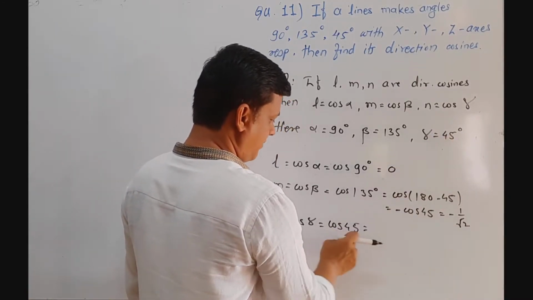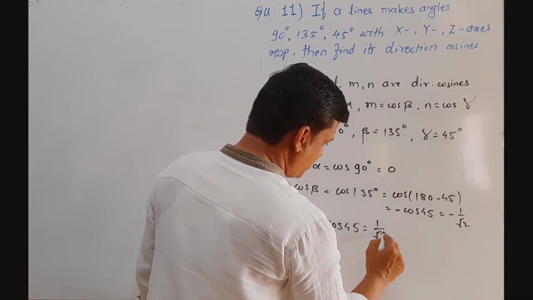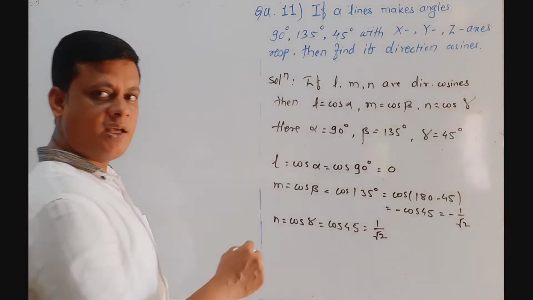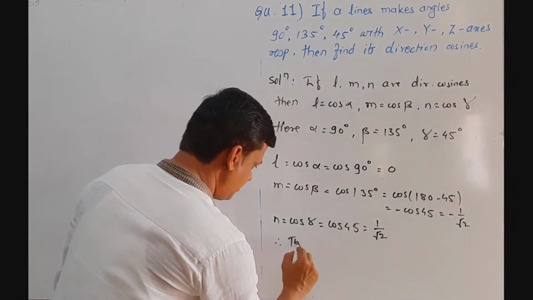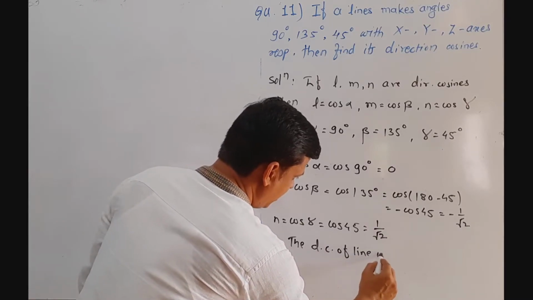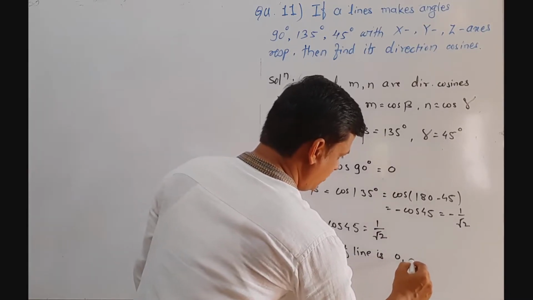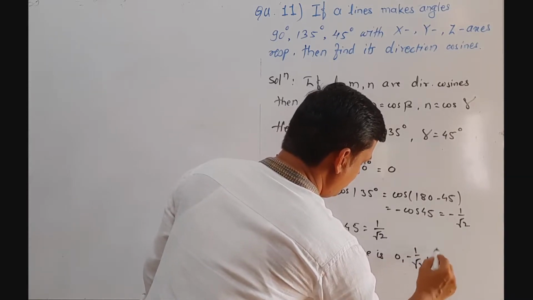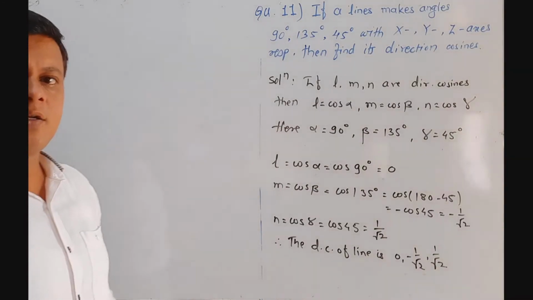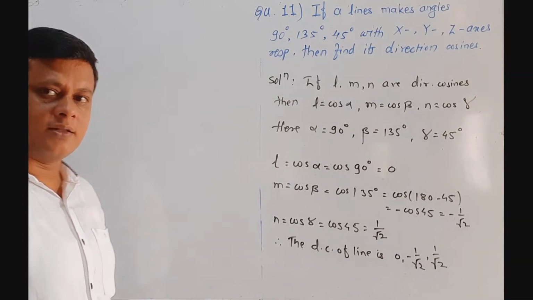So we replace gamma by 45. Cos 45 is 1 by root 2. Therefore the direction cosine of line is 0, minus 1 by root 2, 1 by root 2. So in this way we find direction cosine from direction angles.